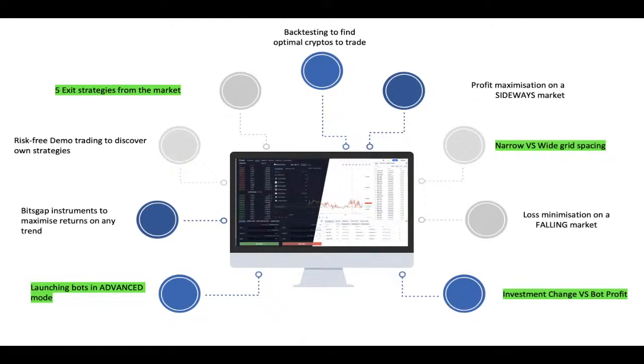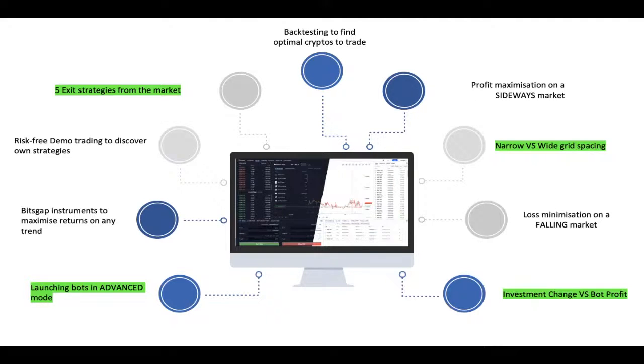So that's basically a trading simulation using your virtual money. This allows you to experiment with various trading styles, with various trading setups and configurations, absolutely risk-free. So that's the cool thing about Bitsgap, that we have this fully optimized demo trading mode. We will also discuss what backtesting is all about and how to use it to find optimal cryptocurrencies to trade and to diversify your portfolio, or how to use it to diversify your trading strategies.